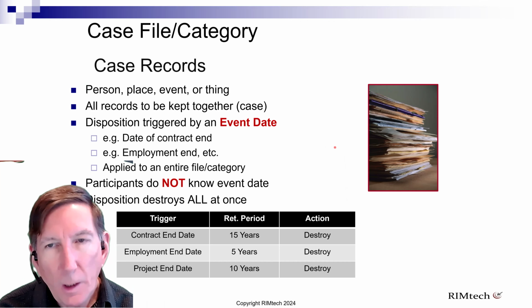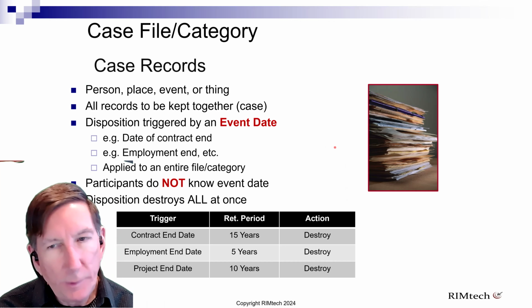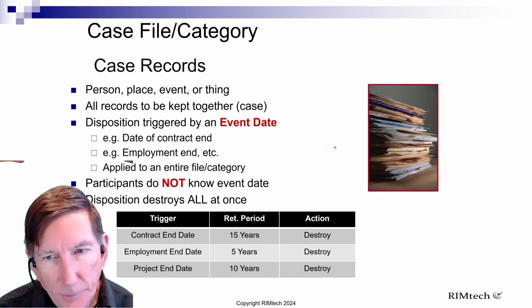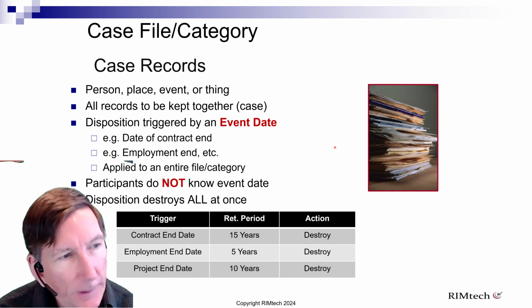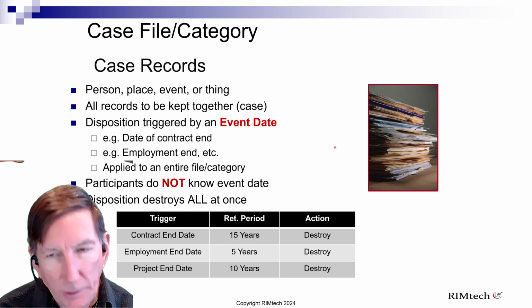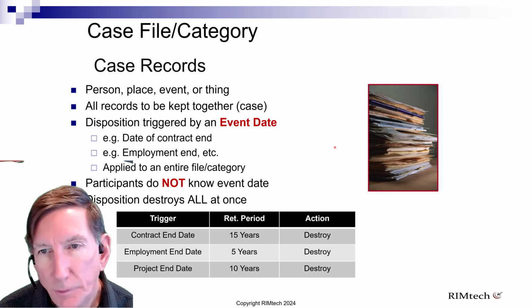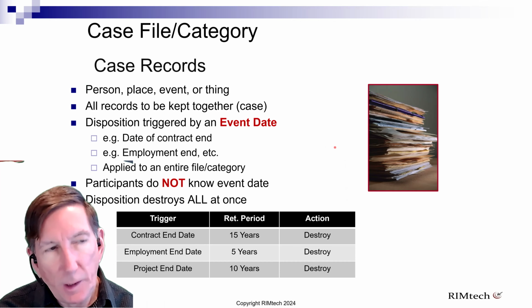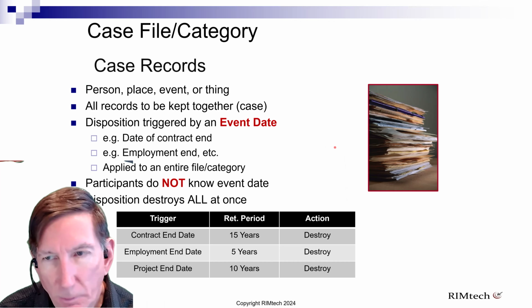So if we have 1,000 contracts, we have 1,000 adventures, 1,000 batches of records, and 1,000 contract end dates. Similarly, for employees, we will have 1,000 termination dates for each employee. And for projects, we'll have 1,000 project end dates for those projects, okay? And the idea is that the record keeping software will destroy the entire case as a group instead of individual documents within the case, okay?